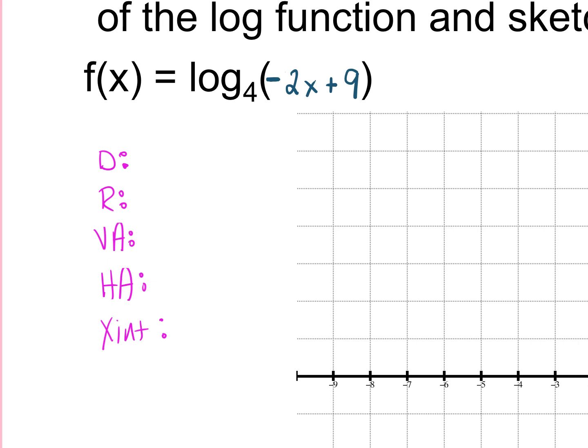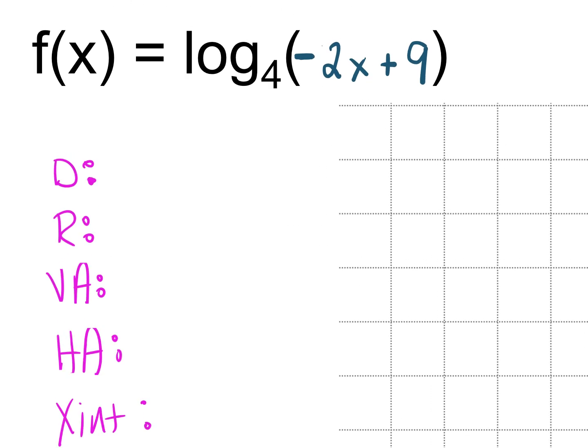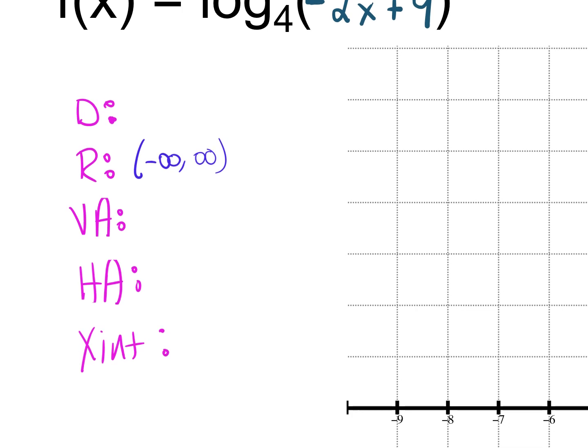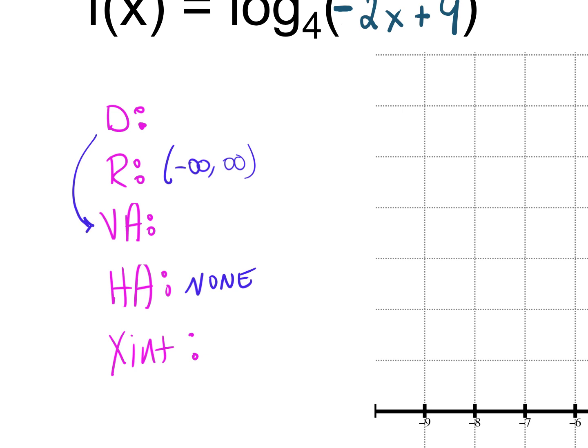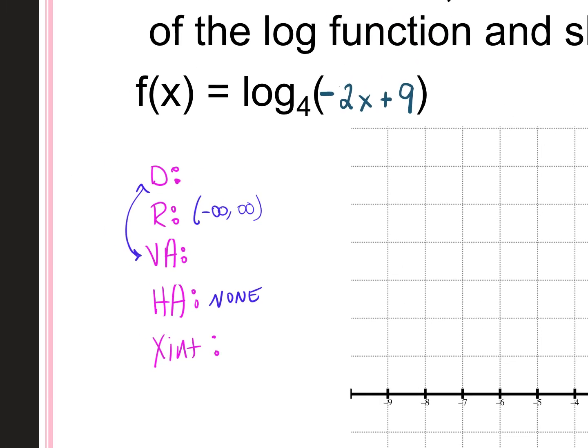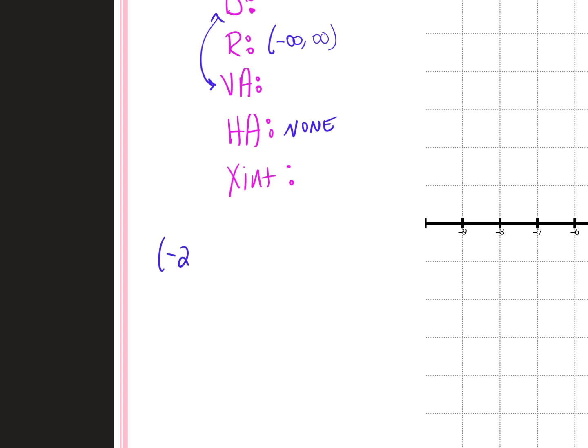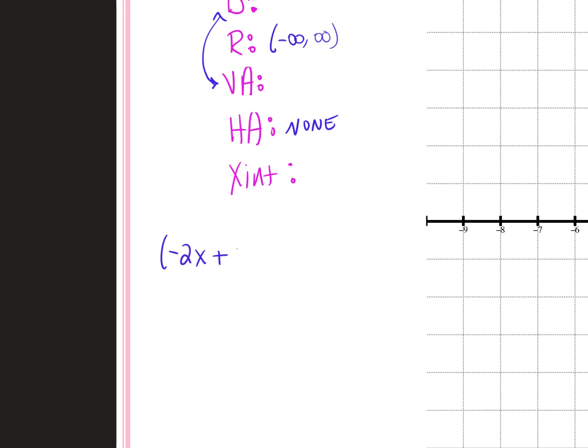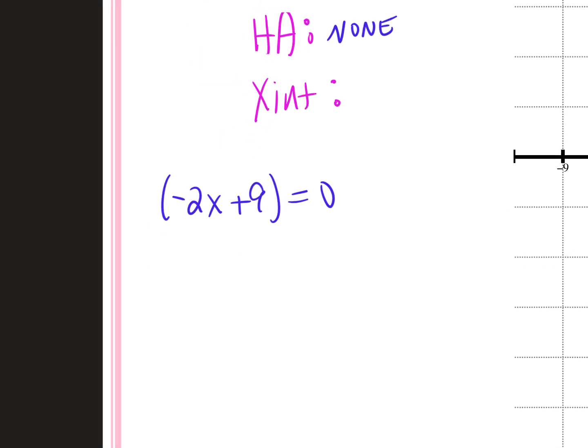All right, what can I answer straight away? Range is negative infinity to positive infinity, good. What else do I know? Horizontal asymptote is none, good. So domain and vertical asymptote are going to go hand in hand. Once you find the vertical asymptote, you can answer domain or you can wait until you graph it. But how do I find the vertical asymptote? Set the parentheses equal to 0. So I have negative 2x plus 9 equals 0, okay? So negative 2x equals negative 9, agreed? Divide both sides by negative 2. What does x equal? 9 halves.